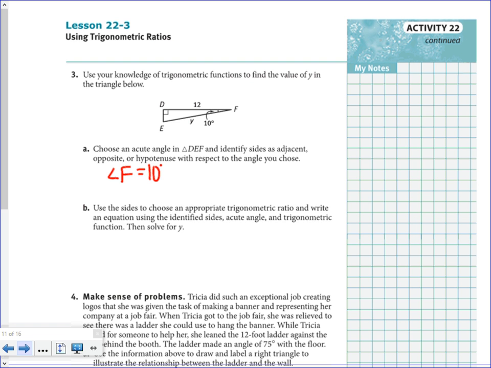And then I'm going to label my hypotenuse. Where is my hypotenuse? Well, here's my right angle. What is opposite the right angle? The y, not the 12. The y is your hypotenuse. Then, once you have your hypotenuse, where is your adjacent? That's where the 12 is. The 12 is the adjacent. And then the opposite is this vertical side, DE. So the 2 that we want to use are the hypotenuse and the adjacent. So the one that is hypotenuse and adjacent is cosine.